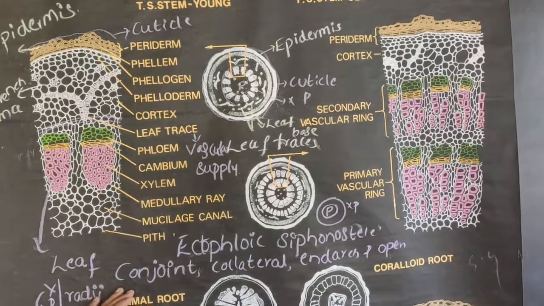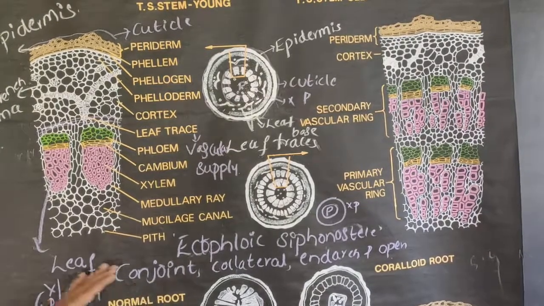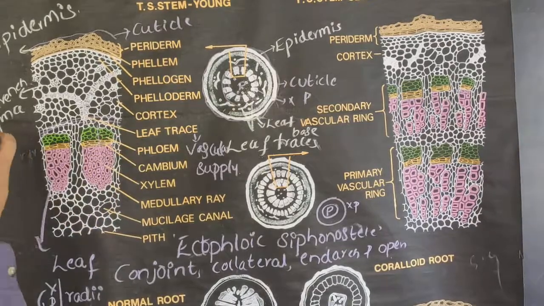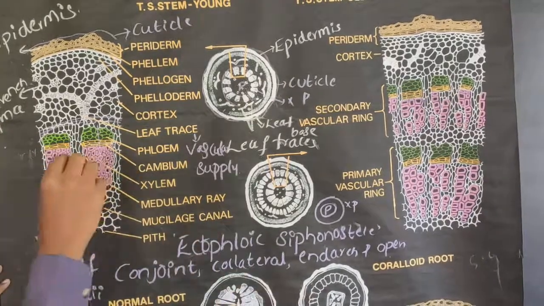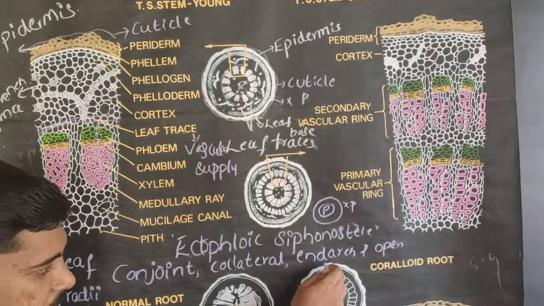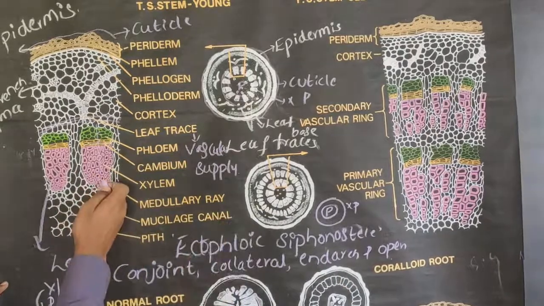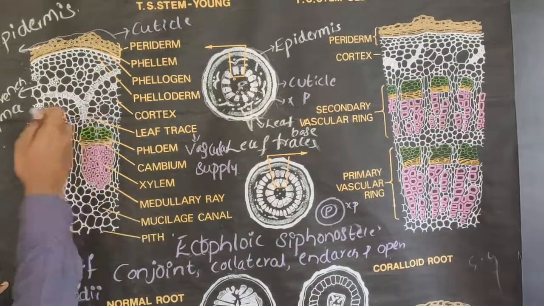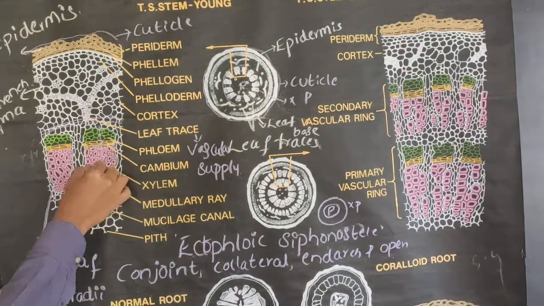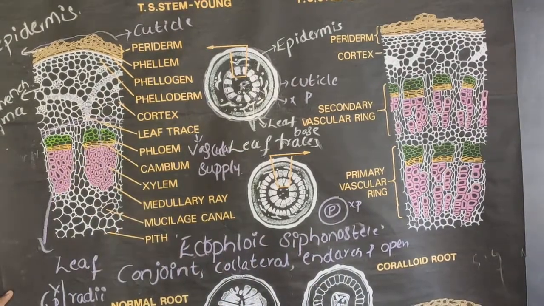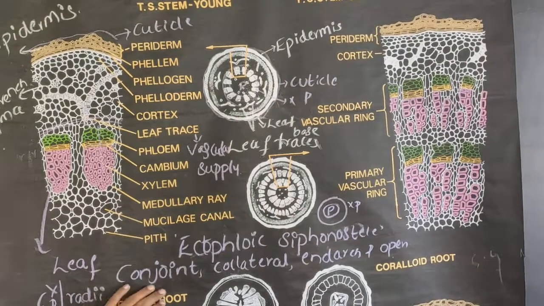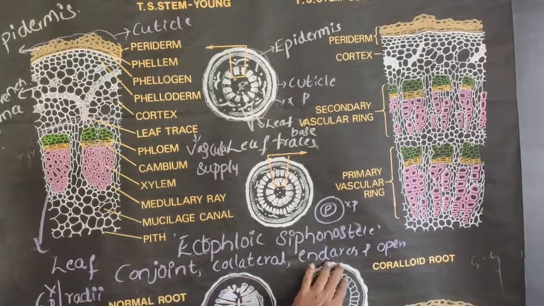So the vascular bundles are conjoint, meaning xylem and phloem are present on the same radius. They are collateral, with xylem and phloem side by side. They are endarch, with protoxylem towards the center and metaxylem towards the periphery, and they are open, with cambium between the xylem and phloem. So the vascular bundles in the stem are conjoint, collateral, endarch, and open.